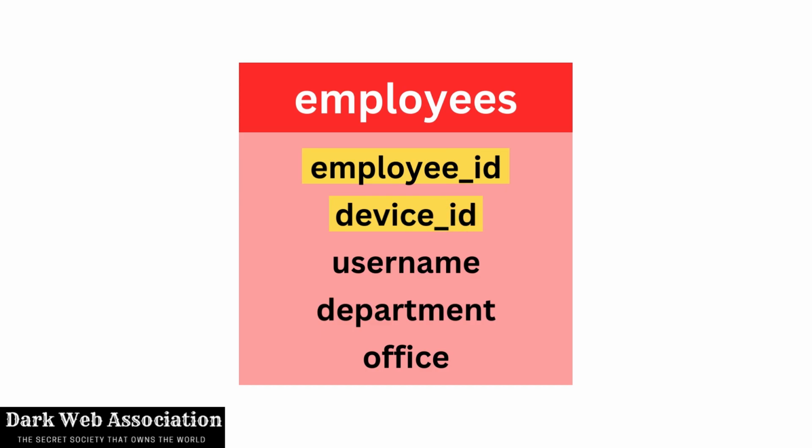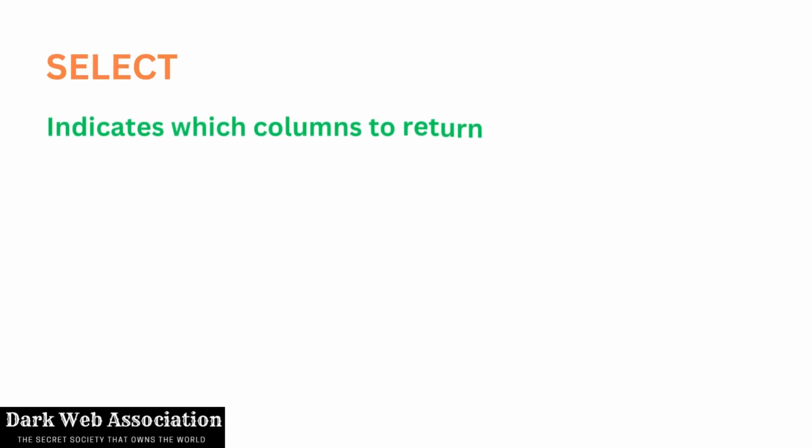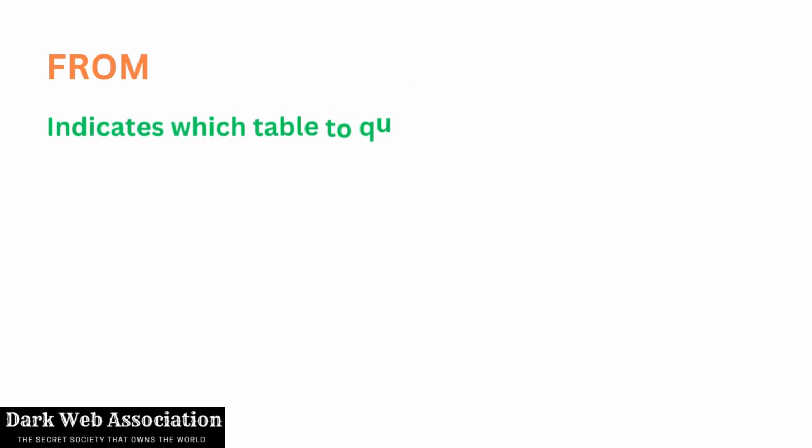The employees table has 5 columns. 2 of them, employee_ID and device_ID, contain the information that we need. We'll write a query to this table that returns only those 2 columns from the table. The 2 SQL keywords we need for basic SQL queries are select and from. Select indicates which columns to return. From indicates which table to query.